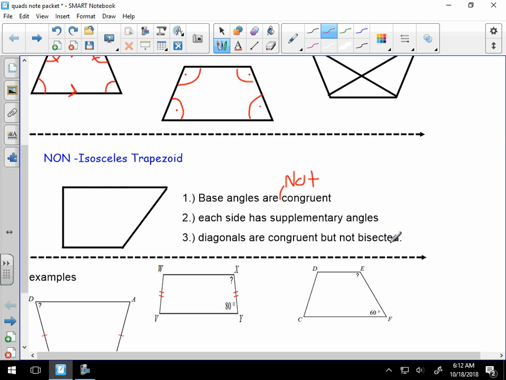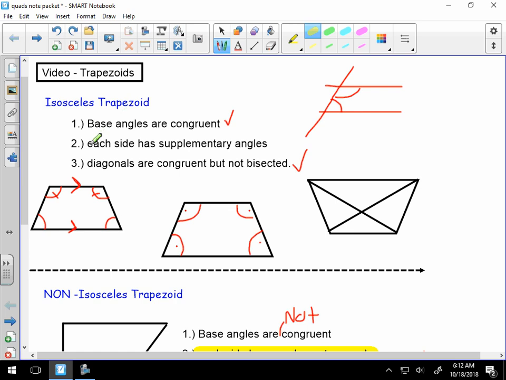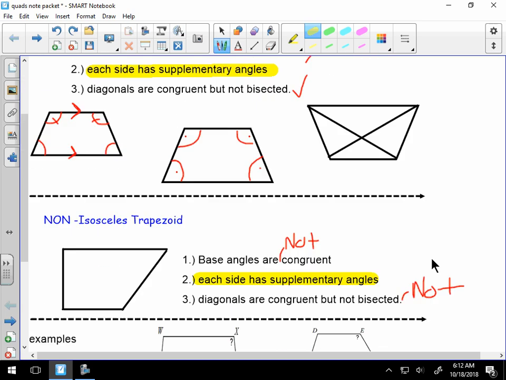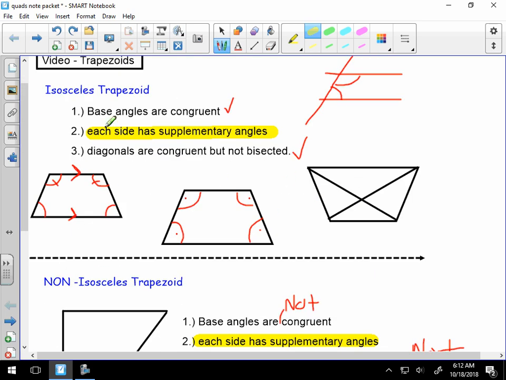Diagonals are congruent but not bisectors. Okay, so this is a no. This is not true. If I put my diagonals in here, they are not congruent. So the only thing that these two trapezoids share is co-interior angles on each side. Otherwise, we have to pay attention to what type of trapezoid it is and make sure we know the rules for each one.